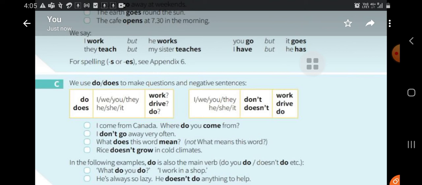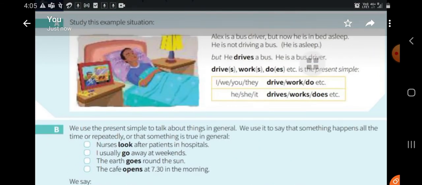I, we, you, they. Then we use work like this. How can we combine? You see, do I work? Do we work? Do you work? Do they work? That is the question format. Then he, she, it. When you talk about he, she, it, the first word is not do, it begins with does. Does he work? Does she work? Does it work? Keep in mind here, even when he, she, it comes, the verb does not take s. Work, drive, do. Whereas here you have to compare. In the answers, he, she, it means drives.